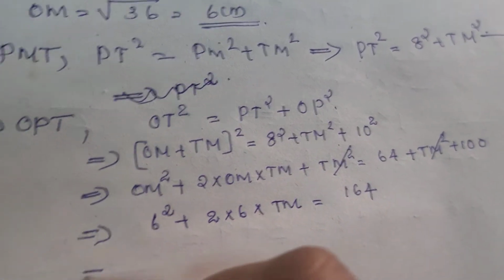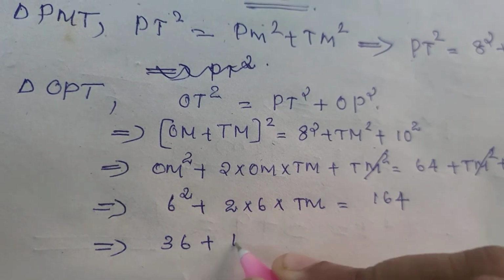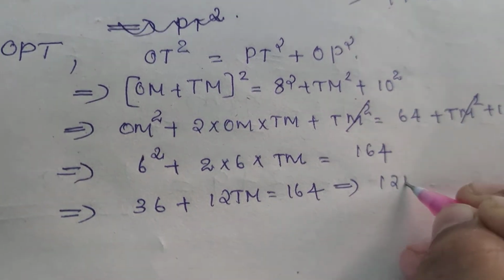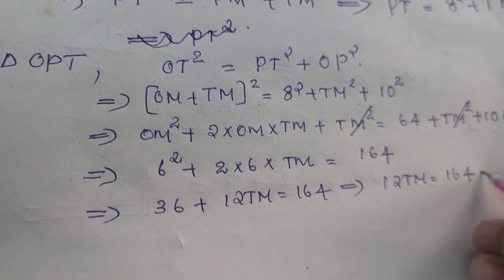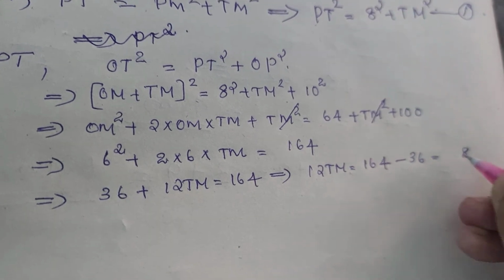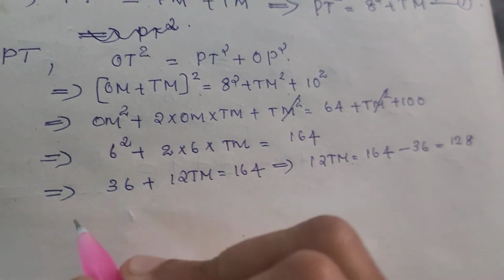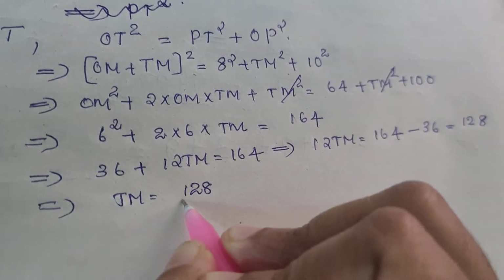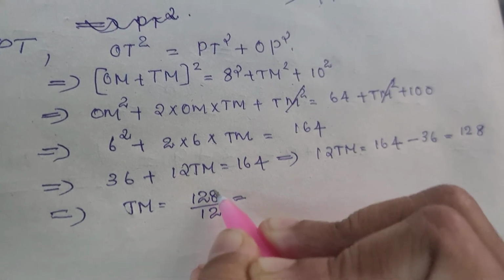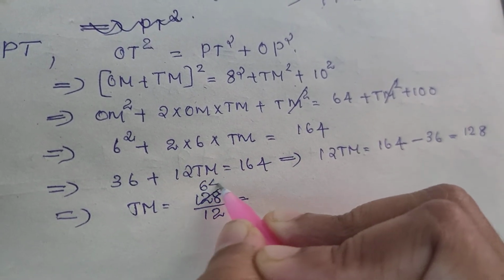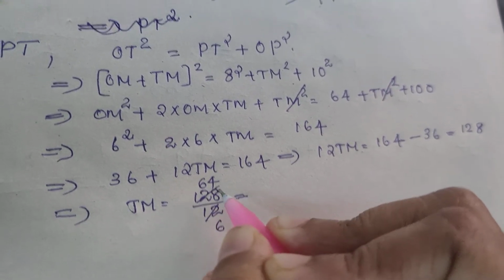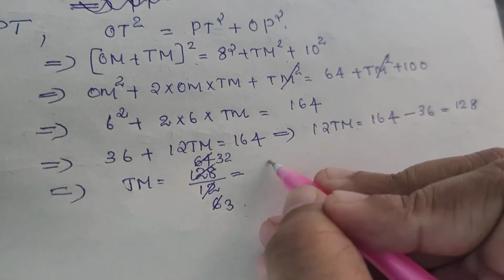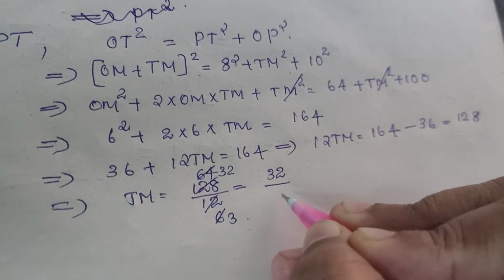That implies 36 plus 12 TM is equal to 164, which implies 12 TM is equal to 164 minus 36, that is equal to 128, which implies TM is equal to 128 divided by 12. 128 divided by 12: cancelling with 2, 64 over 6; again cancelling with 2, 32 over 3. So we get the measure of TM is 32 by 3.